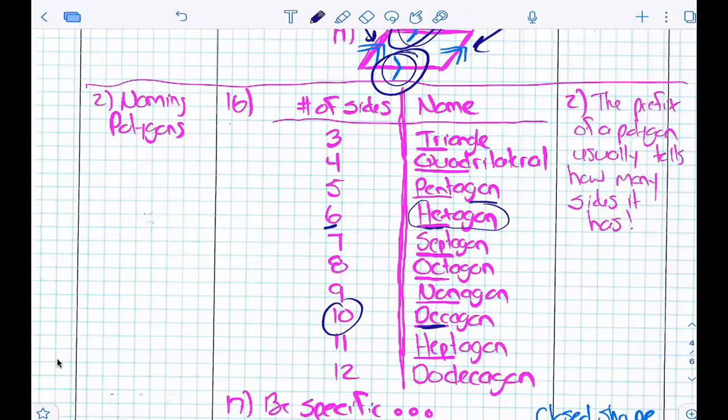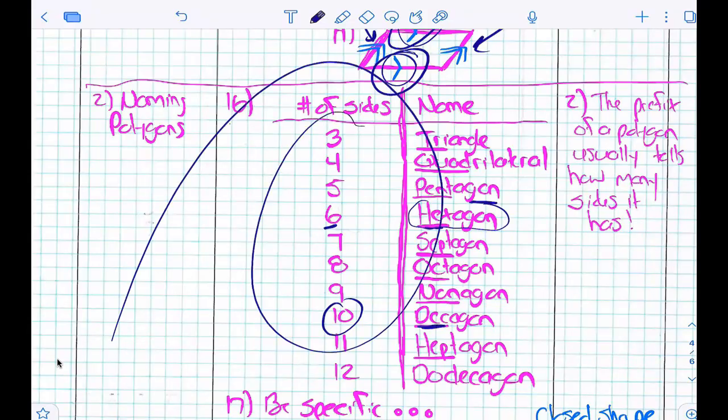Yes. By the way, what does gon mean? Sides. Polygon means what's poly mean? Many. Poly means many and gon means sides, so all of these are polygons because they all have many sides, right?